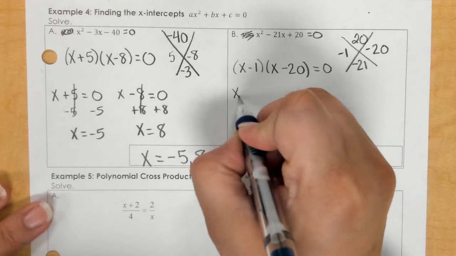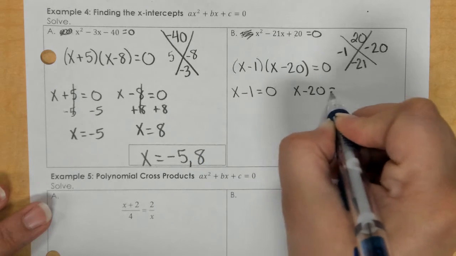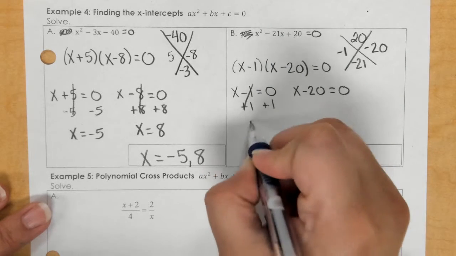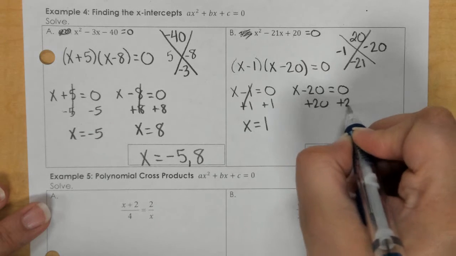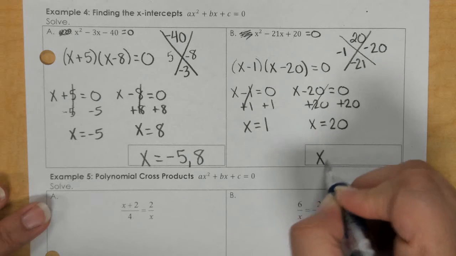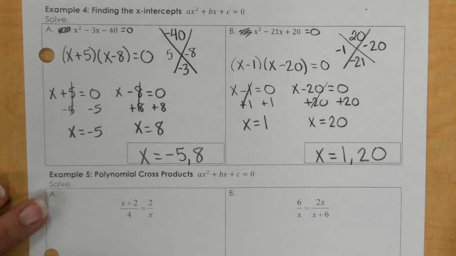So then I set each part equal to 0. So here I could add 1, x is 1. Here I can add 20, x is 20. So 1 and 20 are my two solutions.